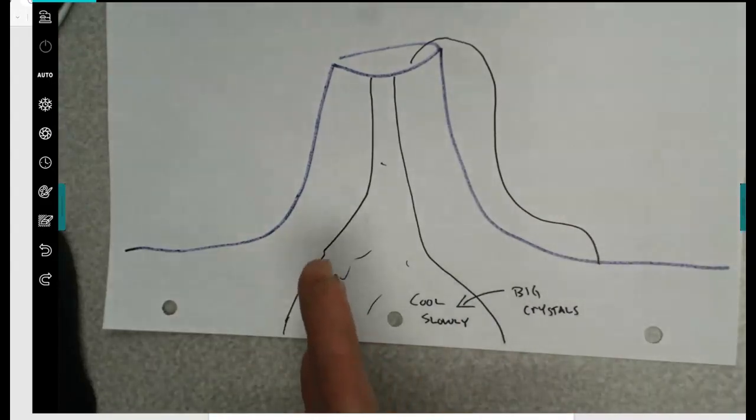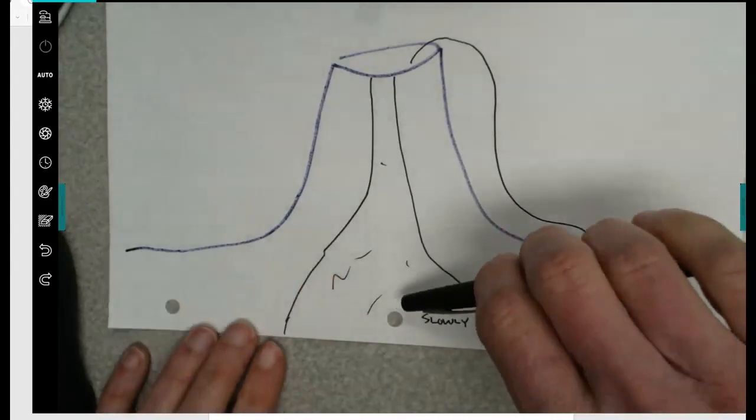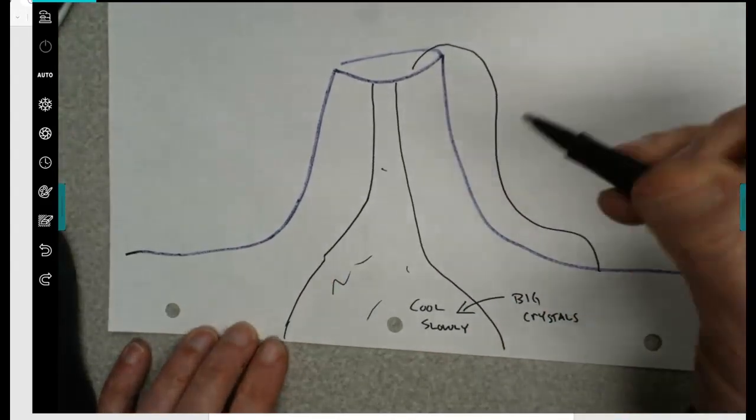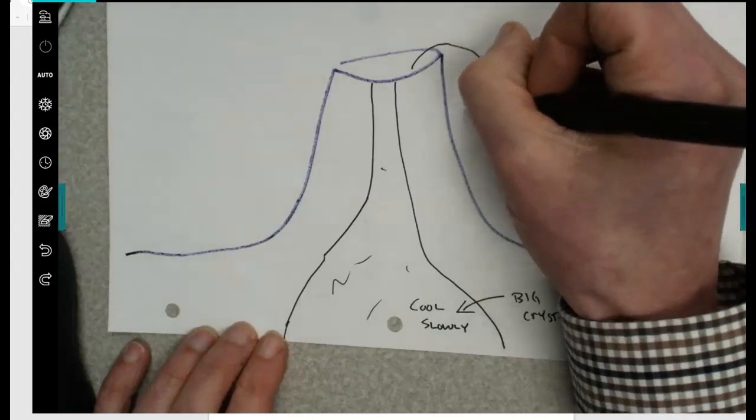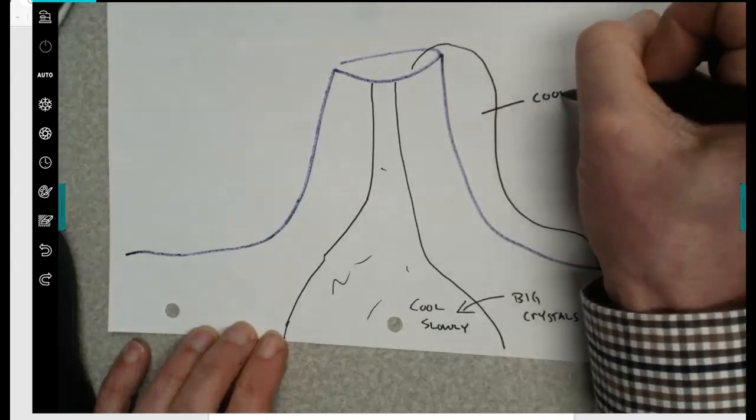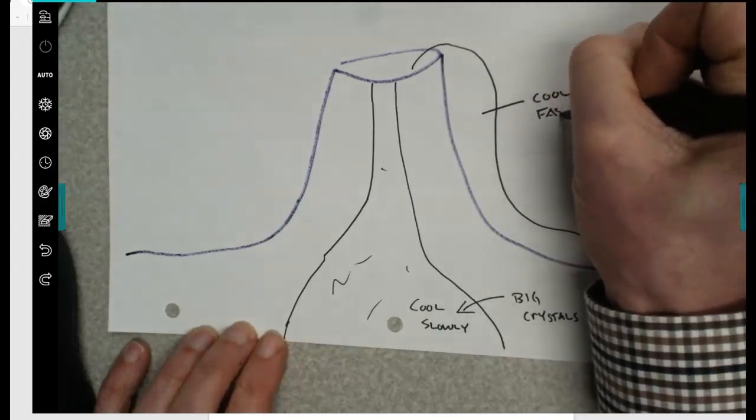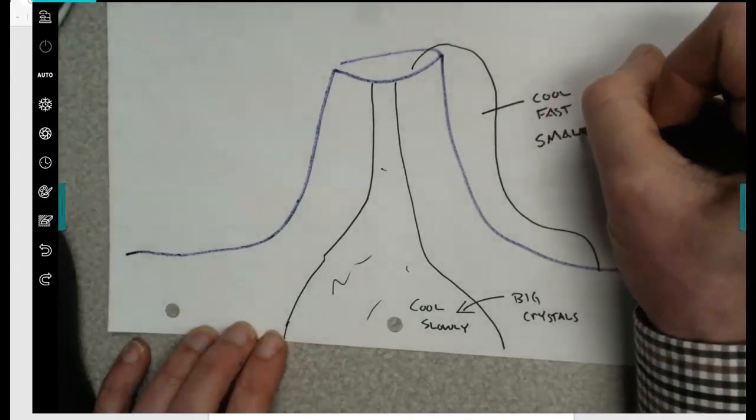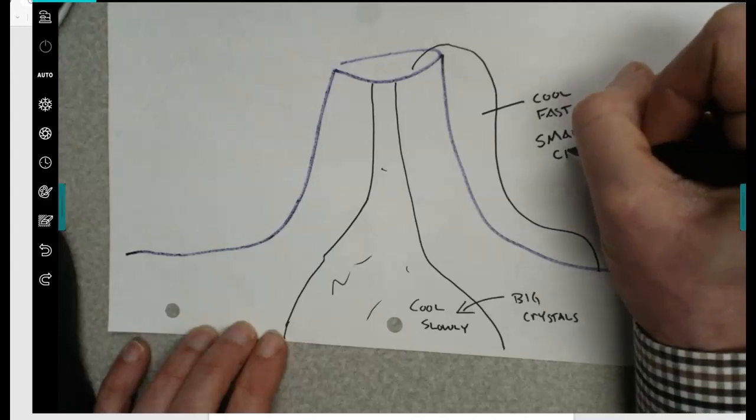When you go from a warm environment to a cold one quickly, you are going to cool faster, and you're going to have small crystals.